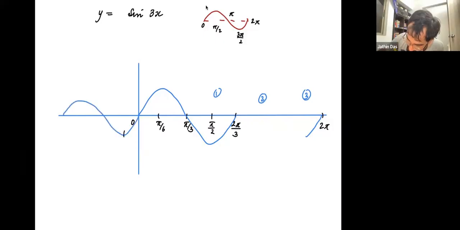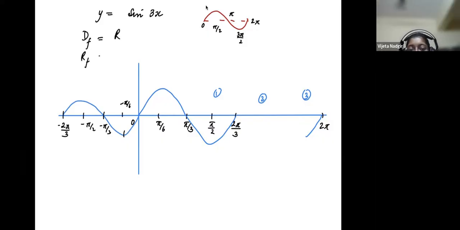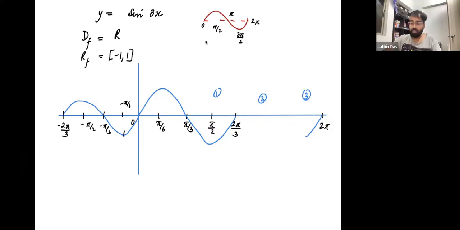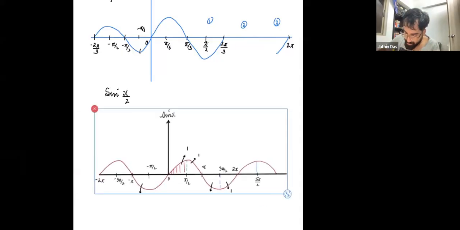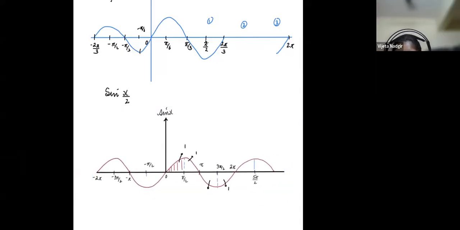So here minus pi by 6, minus pi by 3, minus pi by 2, and minus 2 pi by 3. Now what is the domain and range? Domain same only. Now what will happen if I take sin x by 2? That will be double. Yes, it will stretch.